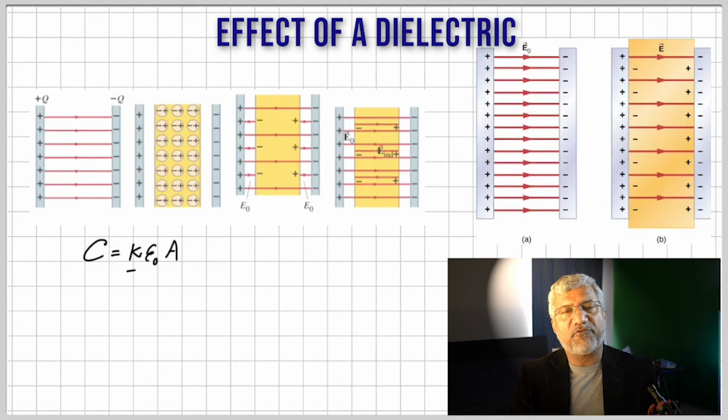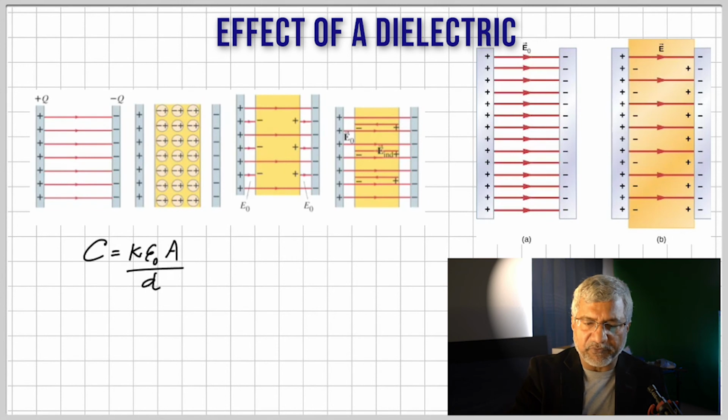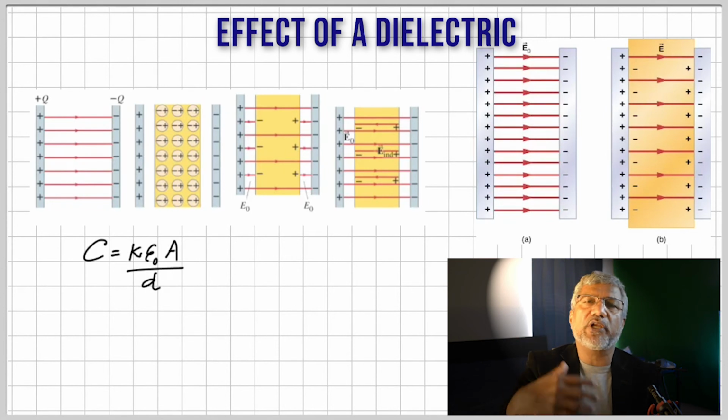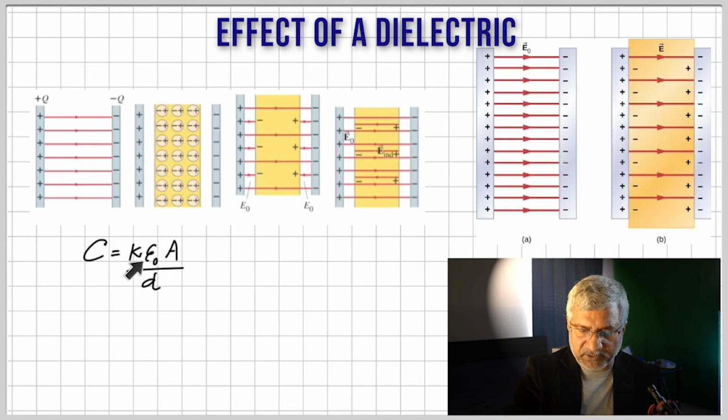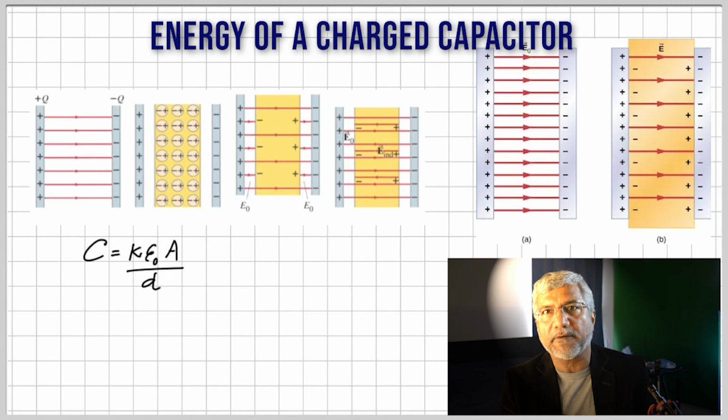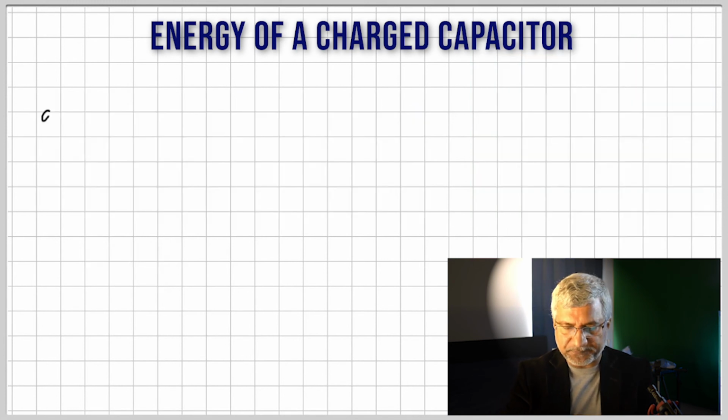And that is why the formula now becomes K epsilon naught A by D, where K is the dielectric constant, which is just a number showing how many times the permittivity is bigger than that of air. Okay, this is the permittivity of air. So if it's mica, it's going to be 7 times the permittivity of air. So that is what it shows.